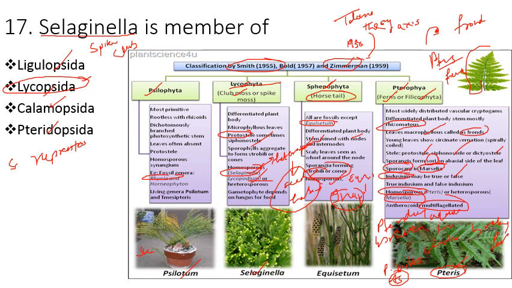Then we have one genus of pteridophyte that is called Isoetes. It shows secondary growth. And the largest pteridophyte is Cyathea, which is commonly known as tree fern. इसे tree fern कहते हैं, and the smallest pteridophyte is Azolla.